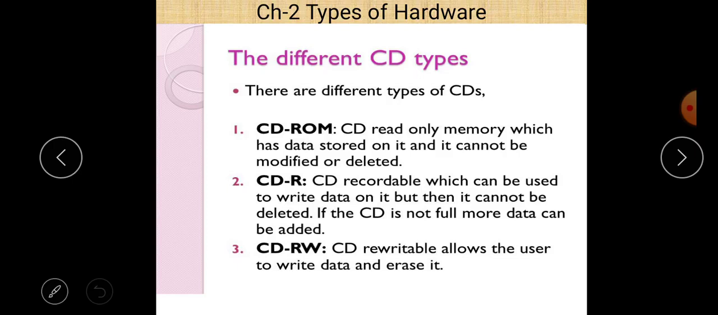CD-RW means CD rewritable, which allows the user to write data and erase it. These are the different types of CDs.